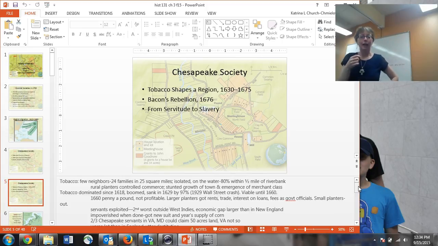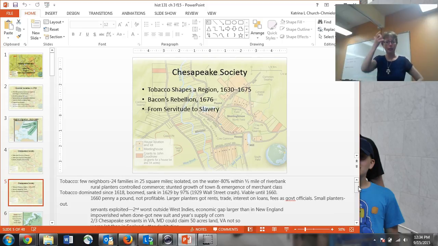That's okay. Okay. Most likely, the reason they were close to a riverbank is so that you could transport your tobacco, your product, right? Because tobacco was king at this time. It dominated since 1618 when it boomed, but it sank by 1929. So the value decreased by 97%.